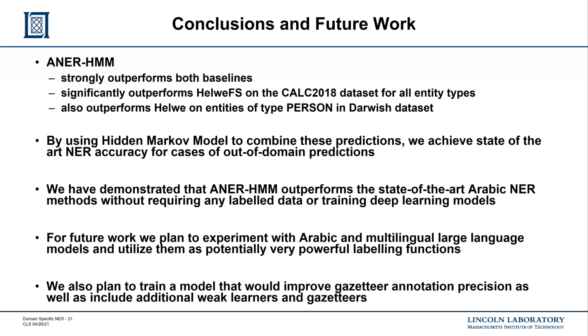We also want to improve the gazetteers. The problem in Arabic is that you have an awful lot of words that are both names and common words. There's a big overlap, and the names are not capitalized. We could get better value out of our gazetteers if we eliminated some of these issues, so we want to explore that and maybe train some model to improve the gazetteer annotations. Of course, including more gazetteers with better coverage and including more weak learners would be helpful as well.